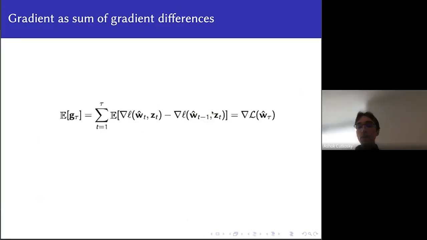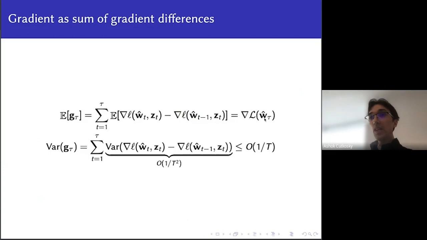Okay, so how do we take advantage of this? Well, by unrolling the telescoping sum, you can see that GT in expectation is going to be the gradient at the actual iterate. The variance of GT is also very small, because the variance of each individual term is order 1 on t squared, since each term is order 1 on t in magnitude. So the whole thing has variance of order 1 on t. So it is a very high quality estimate.